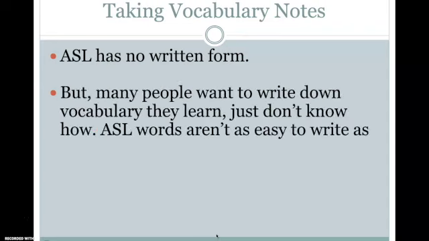But many people want a way to jot down vocabulary that they learn, but just don't know how. ASL words aren't as easy to write as, say, Spanish, where chair is equivalent to silla, right? That there's a specific correlation between a word in one language and the word in the other. With ASL, we are switching modes. We're going from one kind of word to another kind. It's not just all words, it's now words and signs. So that makes it a lot different.